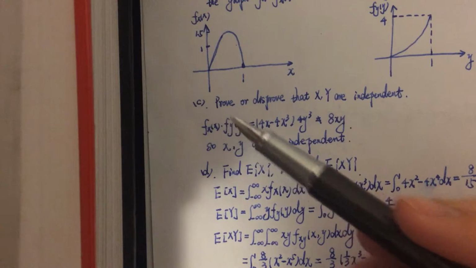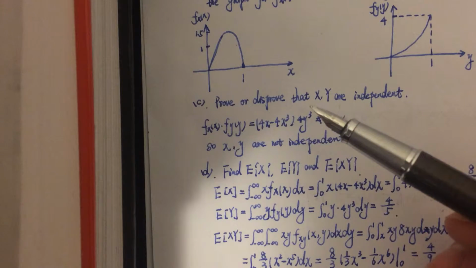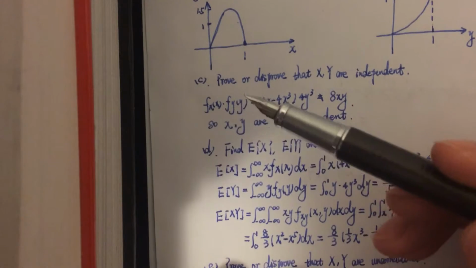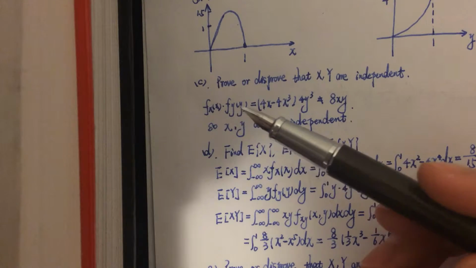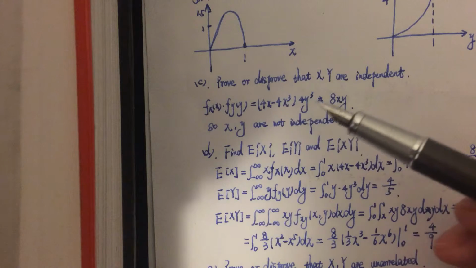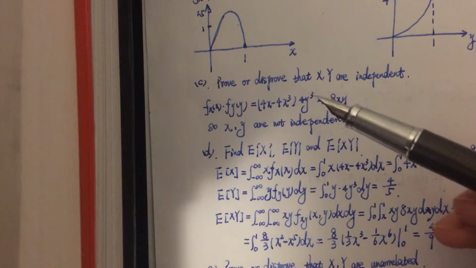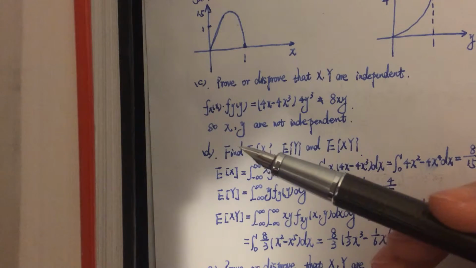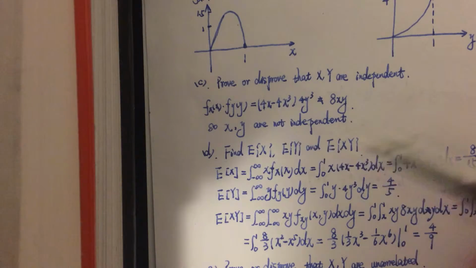The third question is prove or disprove that x, y are independent. Since fX of x times fY of y is equal to this one, and this one is not equal to 8xy, so we get that x and y are not independent.